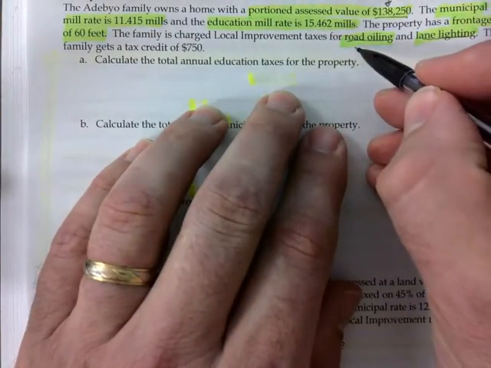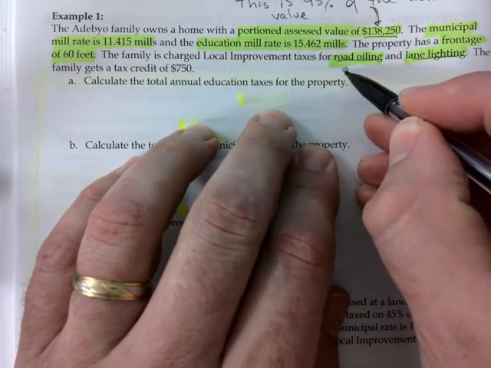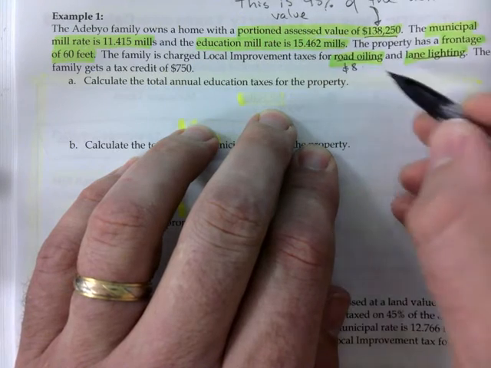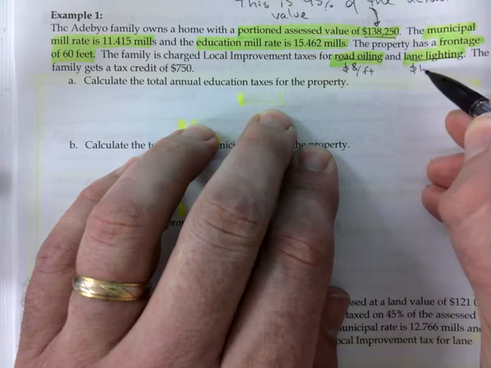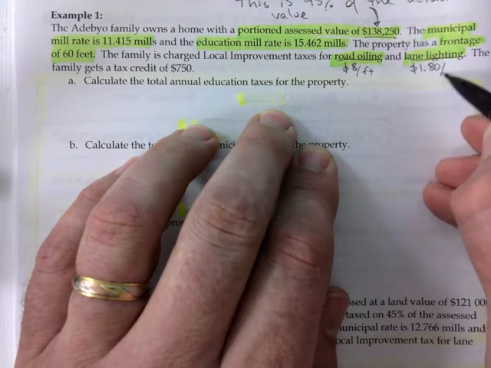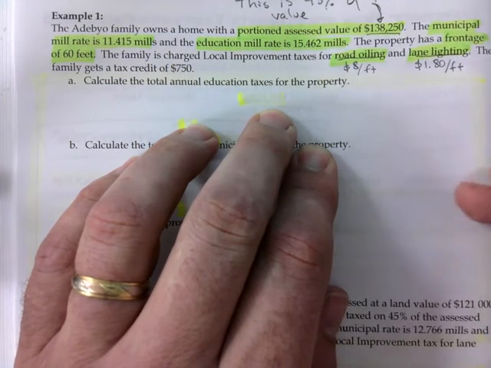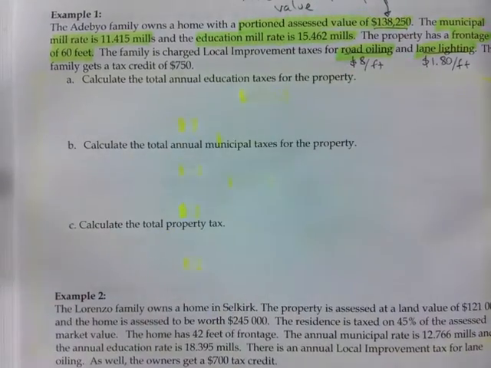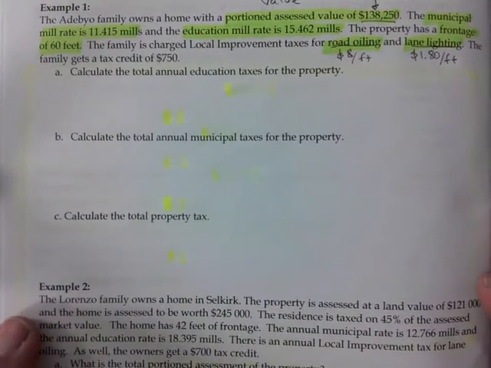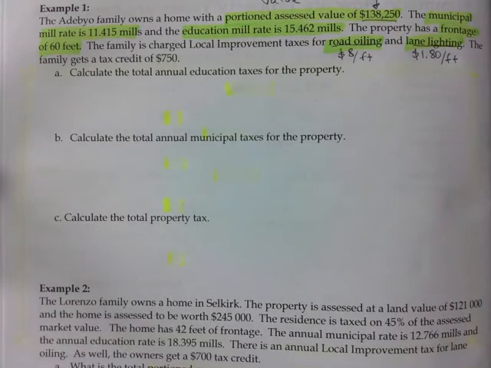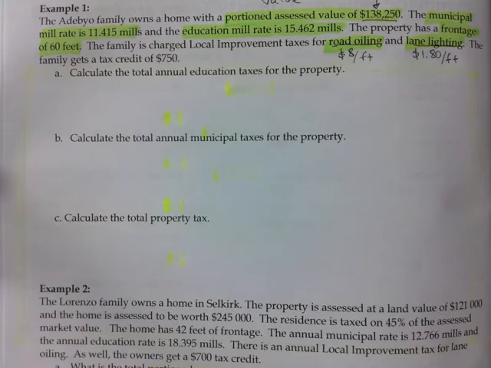So we're just gonna put $8 here. $8 a foot, and this was $1.80 a foot for lane lighting. So that's probably putting lights up, right? Or replacing lights. So now we know what we're gonna pay for them, but more on that later.